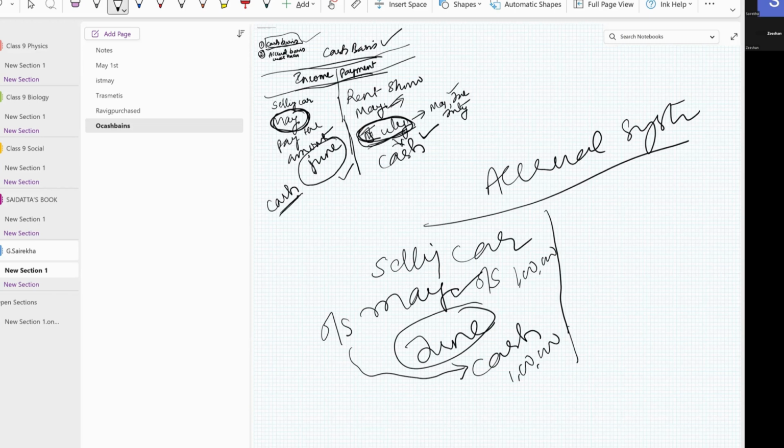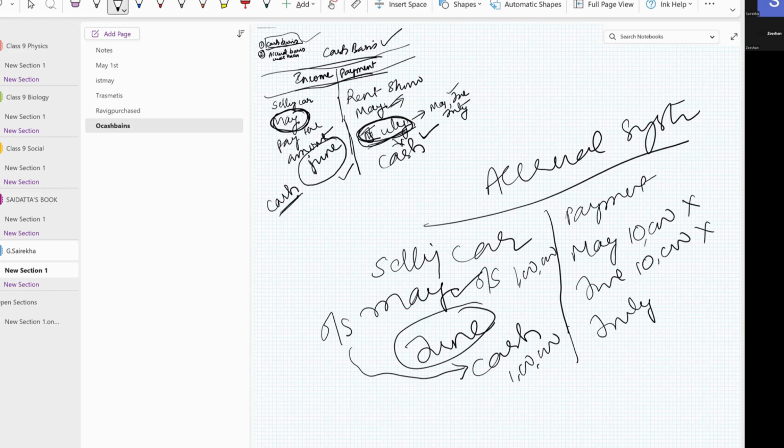Okay. Now coming to the payment side. Suppose it is a payment, how will you do it? Suppose the showroom rent is 10,000 in May and you did not pay. In June it is 10,000 and you did not pay. The next one is July rent, total 10,000 plus the previous ones, total 30,000, and you paid.